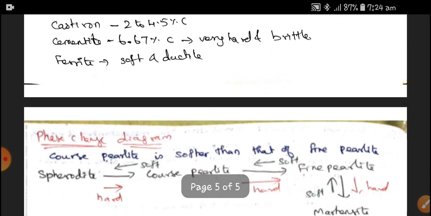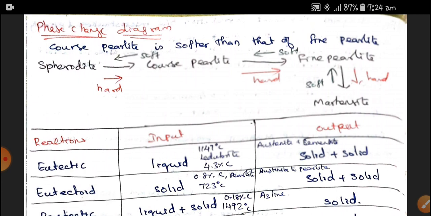Next, we are going to see the phase change diagram. In the phase change diagram, we have noticed that we have four phases. It starts from spheroidite, coarse pearlite, fine pearlite, and to martensite. Here, coarse pearlite is softer than fine pearlite. This we have to notice: the coarse structure is always softer than the fine structure. The very soft structure is the spheroidite structure, and the very hard structure is the martensitic structure. So spheroidite is first, coarse pearlite is a little bit harder than spheroidite, fine pearlite is a little bit harder than coarse pearlite, and martensite is a little bit harder than fine pearlite.